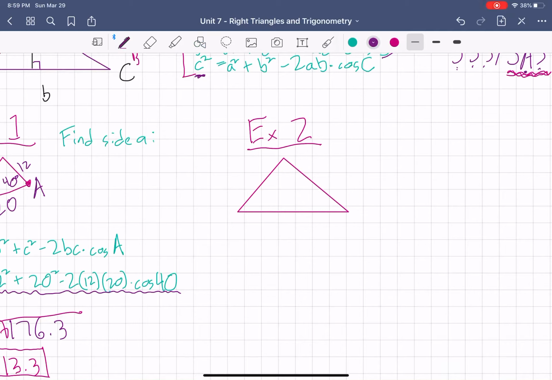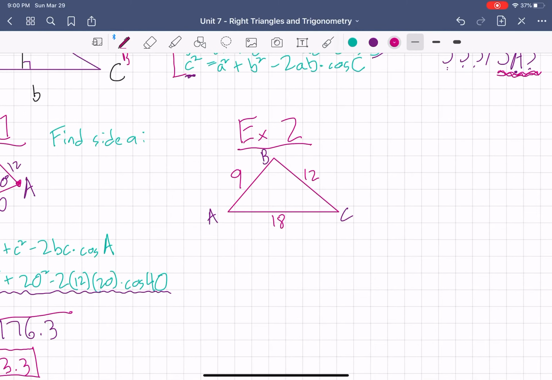Okay, and once again, A, B, C. And in this case, we are going to say that side little a is 12, side little b is 18, and side little c is 9. And our task for this problem is to find the largest angle. So it's not any angle in particular, but we're going to have to do a couple of things to find what our biggest angle is.